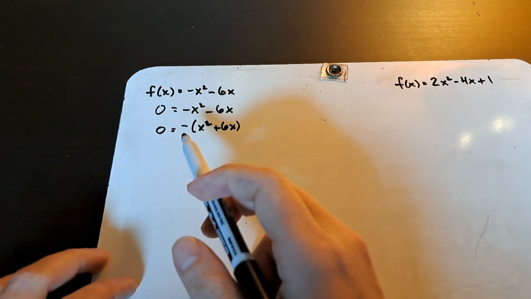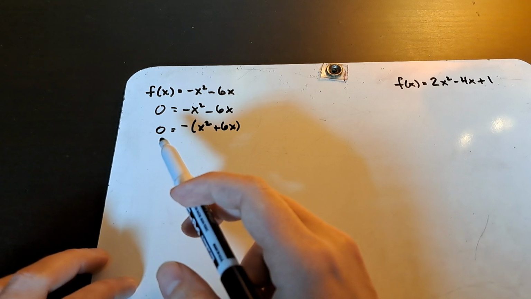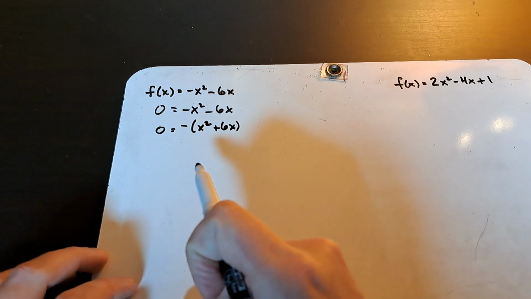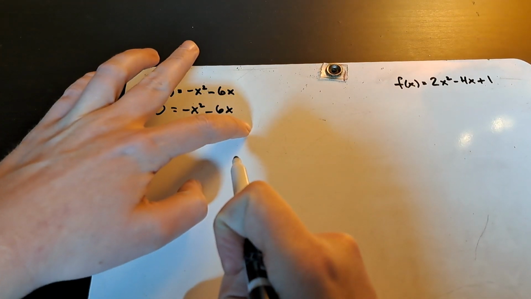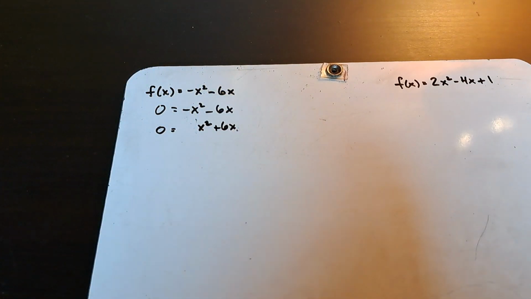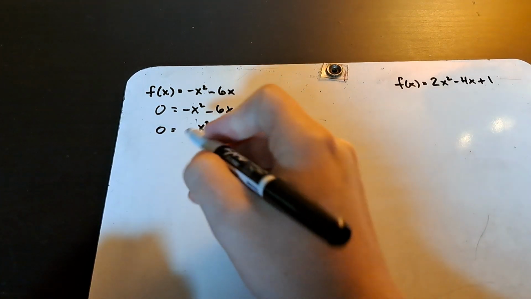If I divide by negative 1 on both sides here, 0 divided by negative 1 is just 0, so that negative on the outside no longer matters. I can erase that negative, and now I just have x squared plus 6x equals 0. And now the greatest common factor between these is just x.